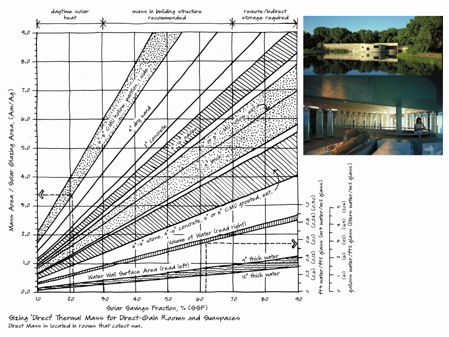All right, so sizing direct thermal mass, you start with your solar savings fraction at the bottom. The solar savings fraction, what's the portion of heat I can get from the sun during my heating season? That solar savings fraction, as you might remember, comes from the solar aperture strategy.